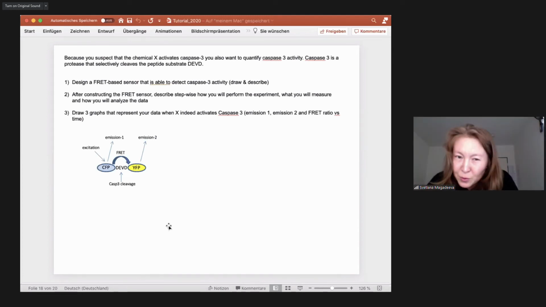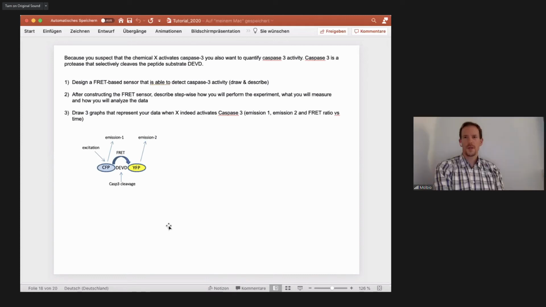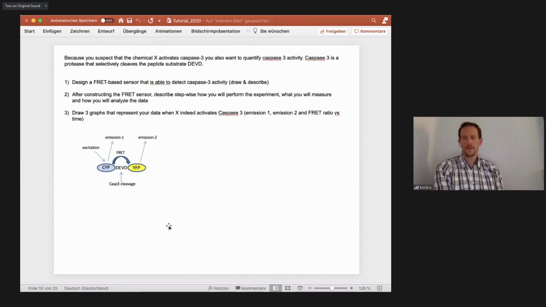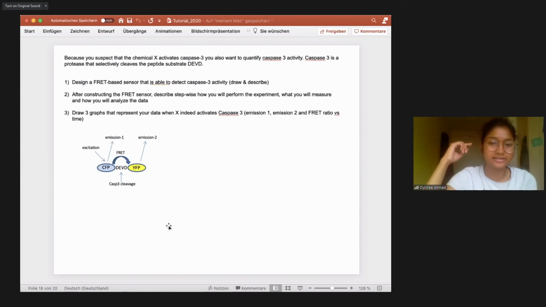I think it has to show the peak on the emission 2, yellow fluorescence. So what do you measure to actually calculate FRET? So what is FRET? How is it defined? Ratio of fluorescence signals. Yeah, which ones? Like exactly which numbers?